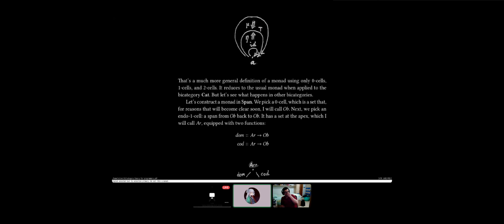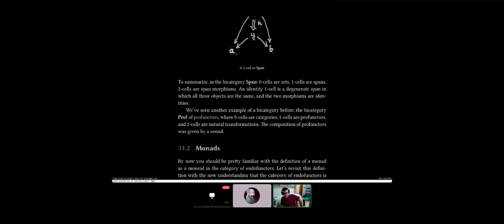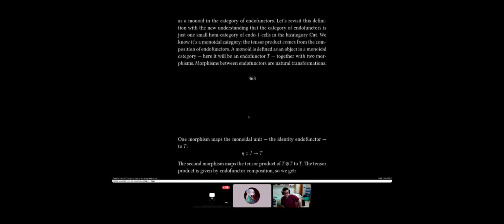Yes. That's a much more general definition of a monad using only 0 cells, 1 cells, and 2 cells. It reduces to the usual monad when applied to the bicategory Cat. But let's see what happens in other bicategories. Let's construct a monad in Span, which is the bicategory we just built up here.